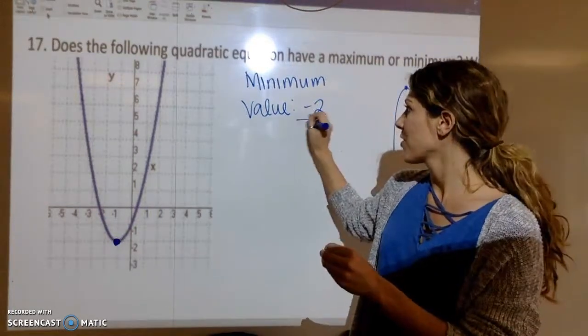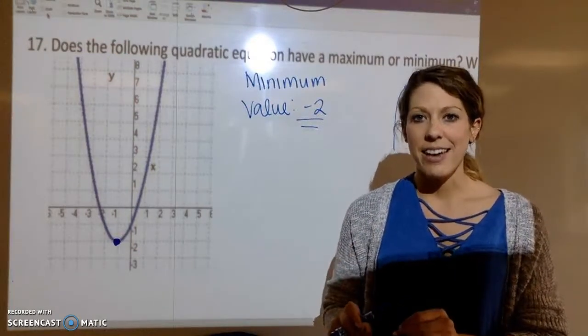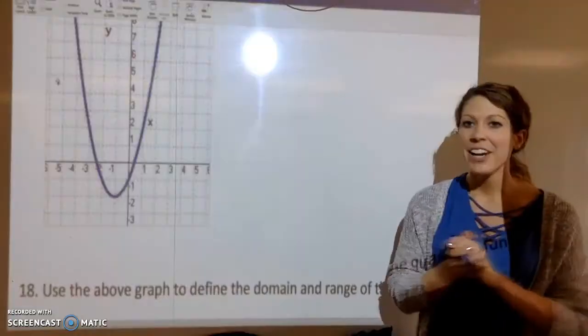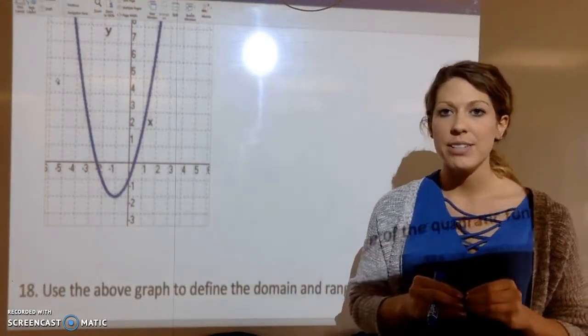So that's where that comes from. Y equals negative 2. Look at the y, not the x. All right, then number 18 was using the same graph. It wants to know the domain and the range.